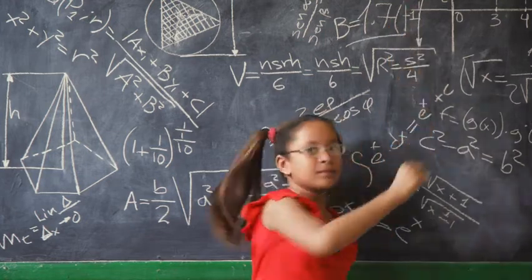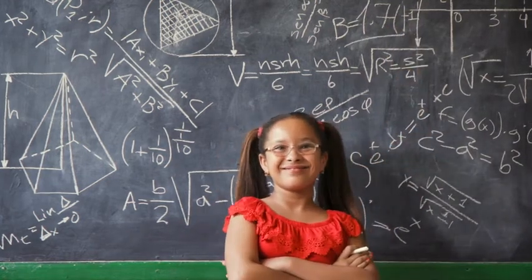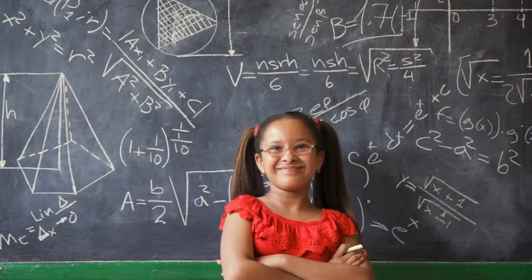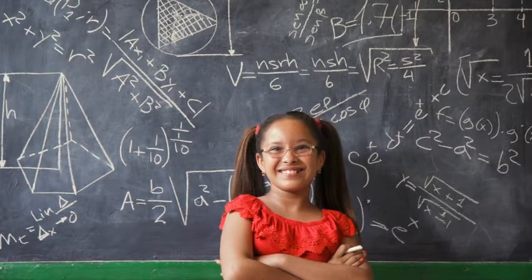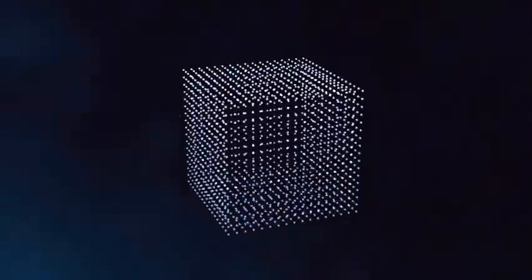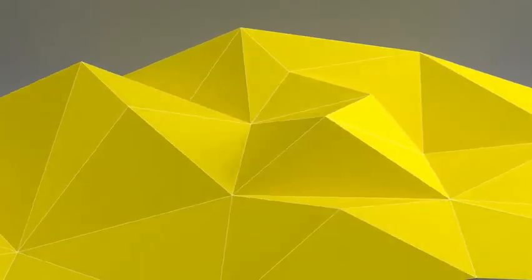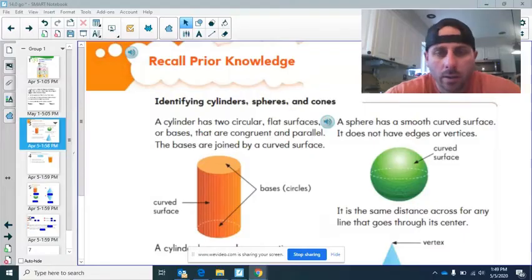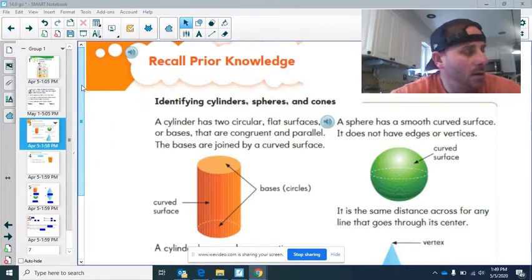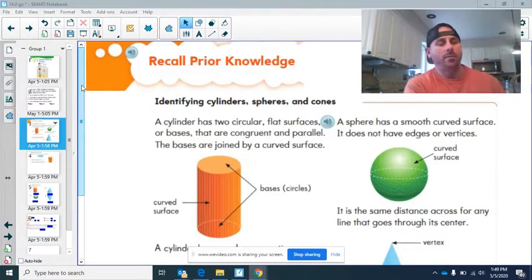Students, today we're going to start our study of a new chapter. We're going to start chapter 14, talking about surface area and volume. So we're moving from a two-dimensional world to three dimensions. As I mentioned, in chapter 14, we're going to be talking about surface area and volume.